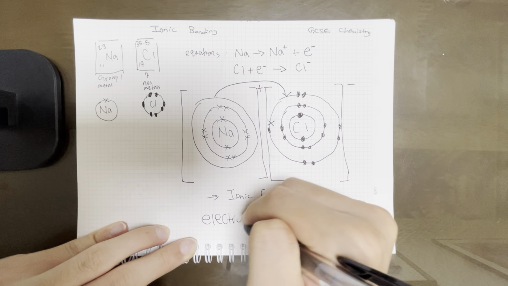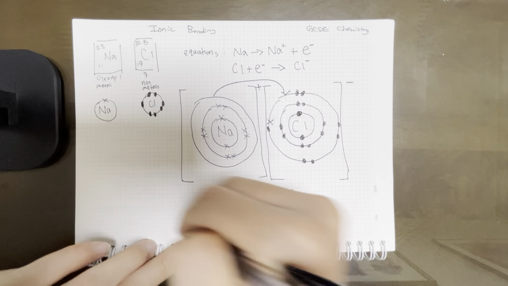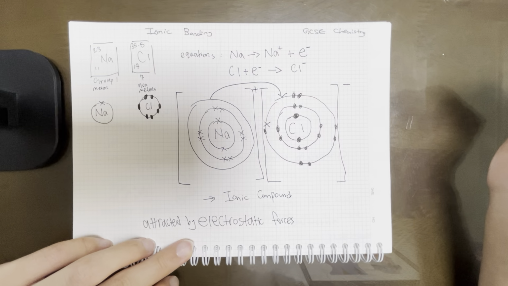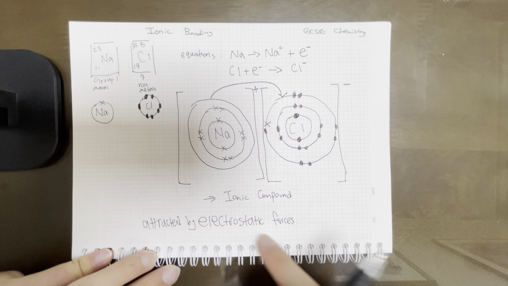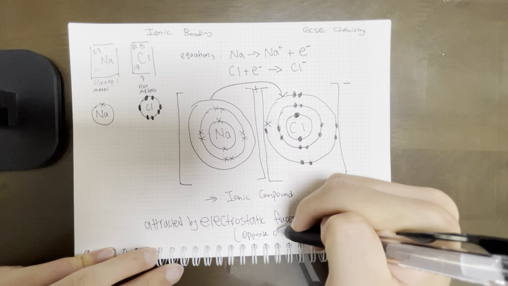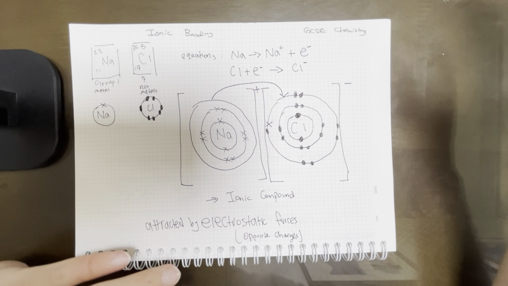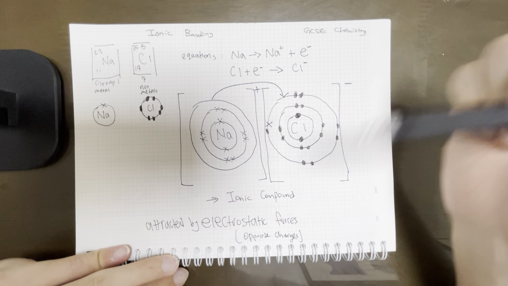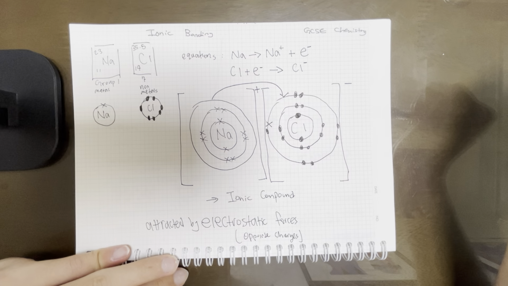Kind of a tough word, right? Electrostatic forces. So these sodium and chlorine atoms are attracted to each other by electrostatic forces, which is basically opposite charges. It's basically just magnets. It's kind of like magnets attracting to each other in north and south face, right? So they're attracted to each other by electrostatic forces because they're oppositely charged, and which forms an ionic compound.